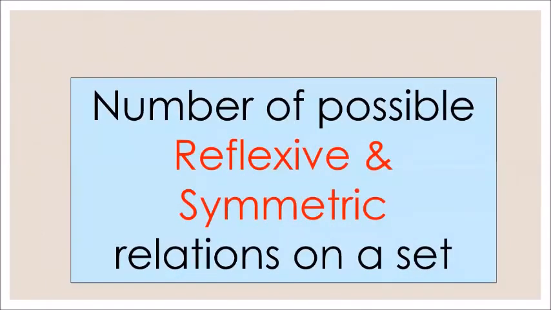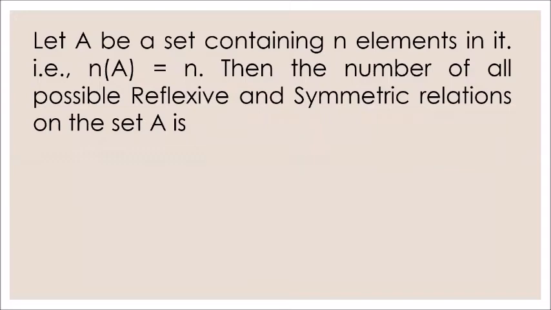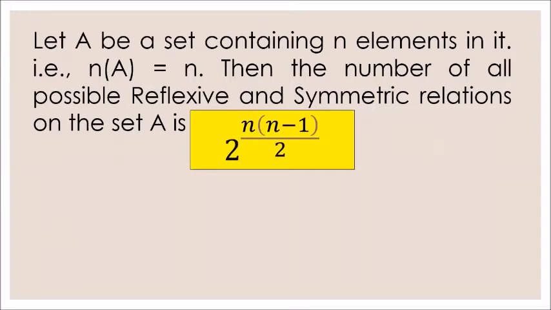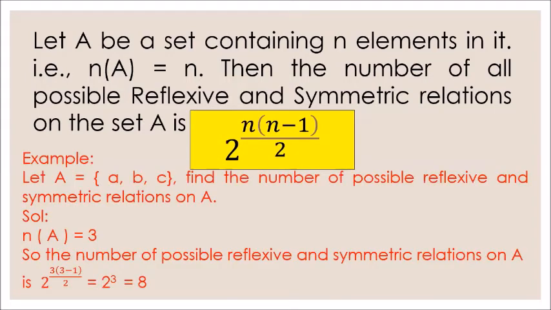The number of possible reflexive and symmetric relations on a set. Let A be a set containing n elements in it. Then the number of all possible reflexive and symmetric relations on the set A is 2 to the power of n into (n minus 1) by 2. Example, let A be a set containing 3 elements. Then the number of possible reflexive and symmetric relations on set A is 2 to the power of 3 into (3 minus 1) by 2, that is 8.